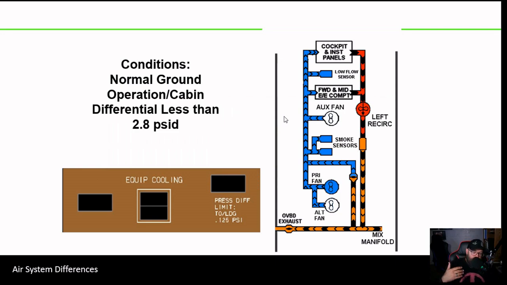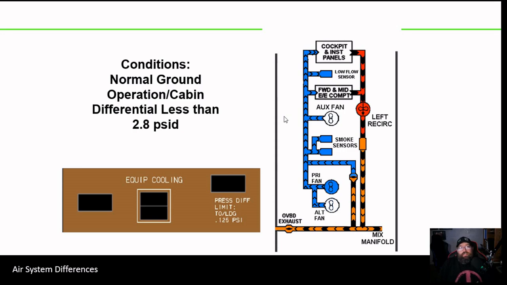So on the 7.6, it used what was called a skin heat exchanger, or radiator, if you want to look at it that way. If it was 45 degrees or below, the overboard exhaust stayed closed, and it would allow that air to circulate through the system. If it got above 45 degrees, it started to dump that overboard, which is why it's called an overboard exhaust.